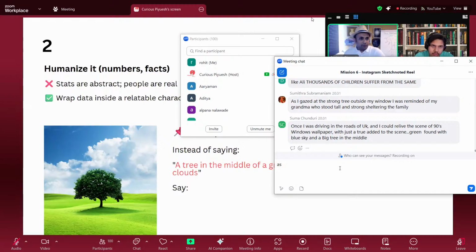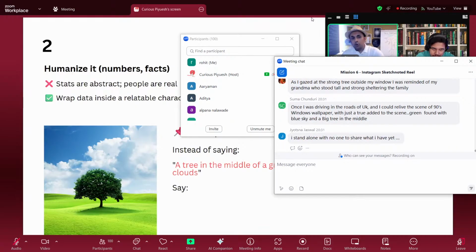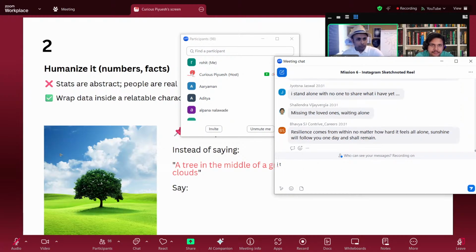Suma is saying, once I was driving on the road in the UK and I could relive the scene of a 90s Windows wallpaper with just a tree added to the scene. Yes, fabulously done, Suma. But how are you humanizing it? So Jyotsna is saying, I stand alone with no one to share what I have yet. So basically, Jyotsna is humanizing this tree with herself. Probably Suma was also trying to do the same. Missing the loved ones, waiting alone.